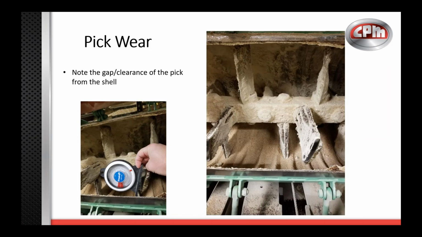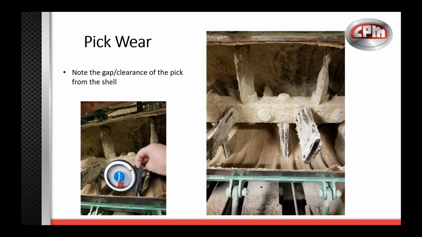I put these pictures in there just because I like the visual representation that they had of that spacer and that gap between the pick and the shell. These picks were fairly new, but they didn't have the spacing. I can't remember exactly what they were, but it wasn't 1/4 of an inch. It was significantly more than 1/4 of an inch. So it's not using its full potential and mixing as much product as possible.